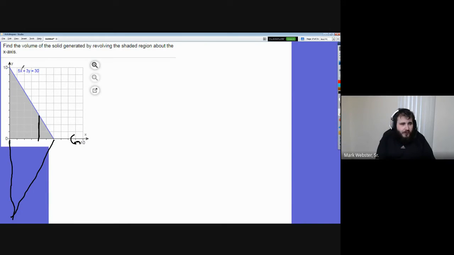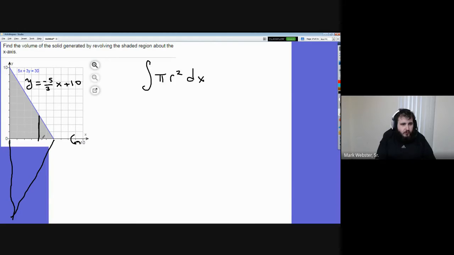So now the only thing we need to do is take this and put it into slope-intercept form so that we can actually solve this, right? Subtract the 5x, divide by 3. You get that. So this right here, this is our radius. And we're doing circles, right? So we are integrating over pi r squared. And then x goes from 0 to whatever this number is.